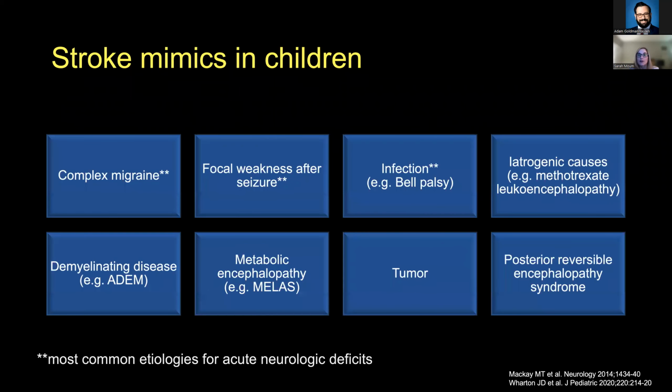While there is a fairly broad differential for stroke mimic, the most common entities that we encounter in clinical practice include complex migraine or hemiplegic migraine, weakness after a seizure, which is also referred to as Todd paralysis, and infection. In the next part of this talk, we'll look at various imaging examples of stroke mimics and discuss how neuroimaging can help differentiate these various entities.